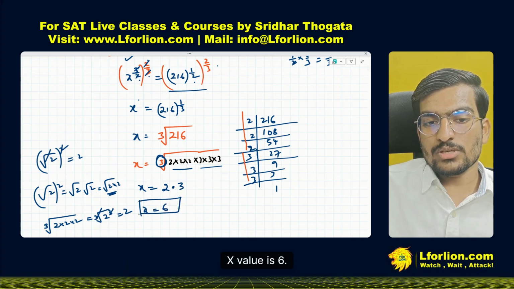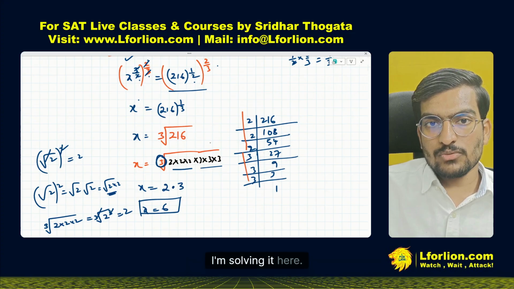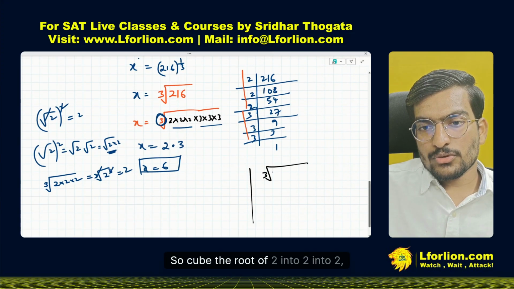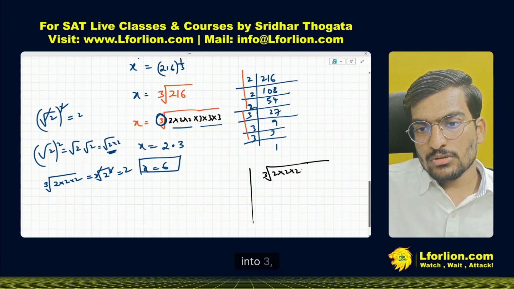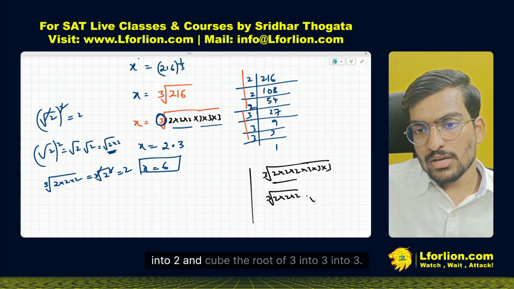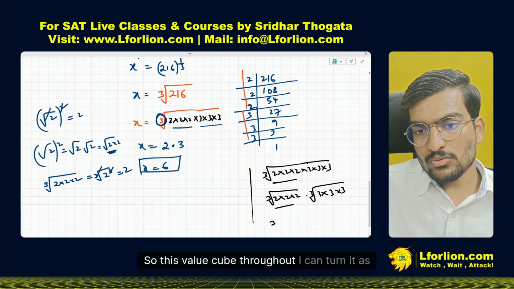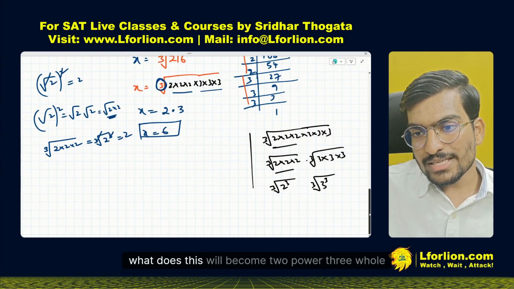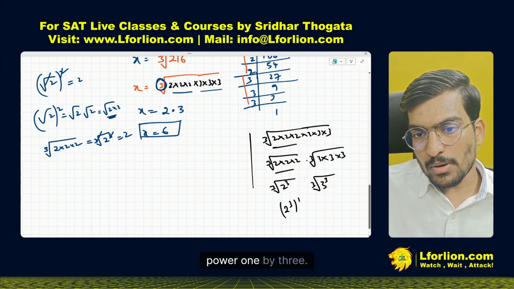The x value is 6. If you don't understand solving it here, you can check it. So the cube root of 2 into 2 into 2 into 3 into 3 into 3. I'll just separate it: the cube root of 2 into 2 into 2 and the cube root of 3 into 3 into 3. So this value, the cube root of 2 cube, and the cube root of 3 cube. So what does this become? 2 power 3 whole power 1 by 3.